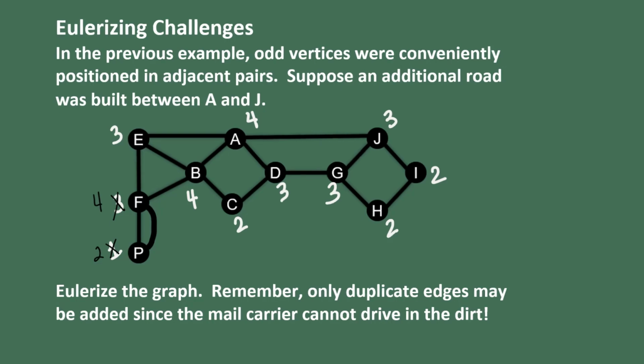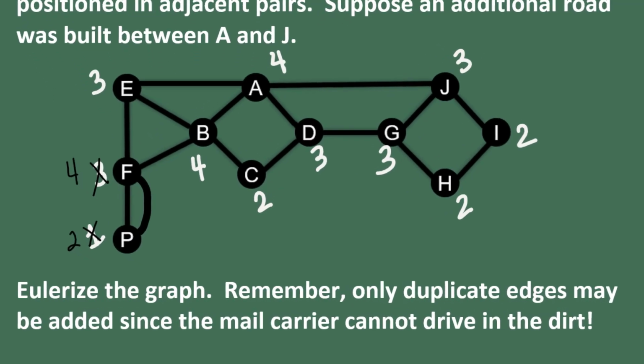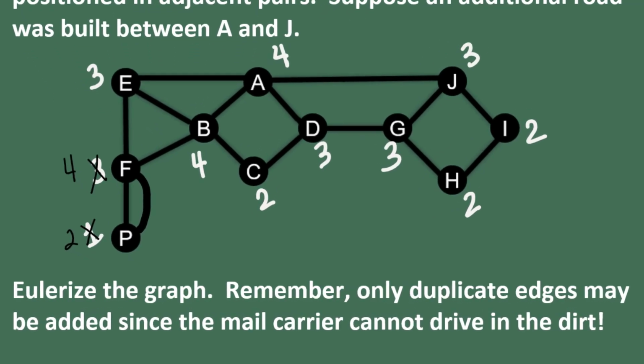What we can do is connect E to a vertex of even degree that's next to another vertex of odd degree. One option would be to draw a duplicate edge between E and A. This would fix my problem with degree of E being 3 and change it to a 4. Unfortunately, that does change A to an odd degree now. But then we can fix that. A is adjacent to D, so I'm going to draw an edge between A and D. So now A has degree 6 and D has degree 4.